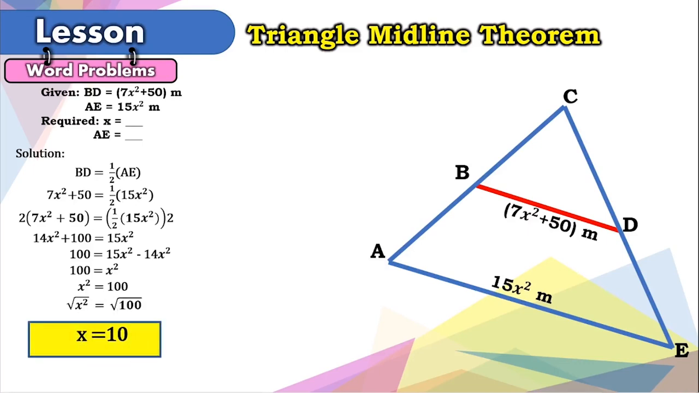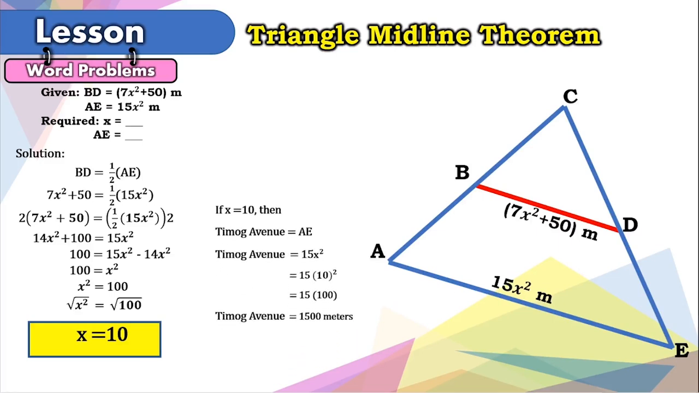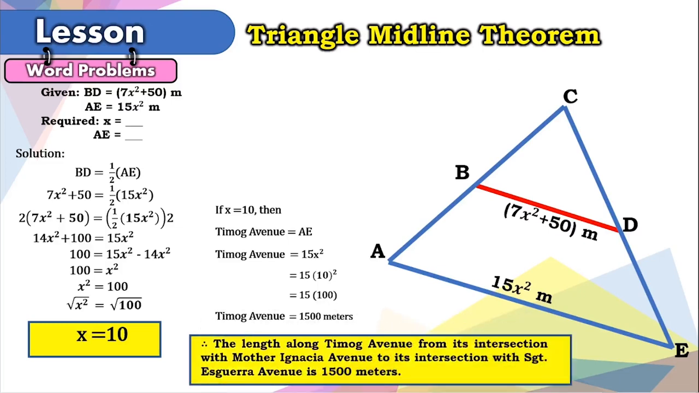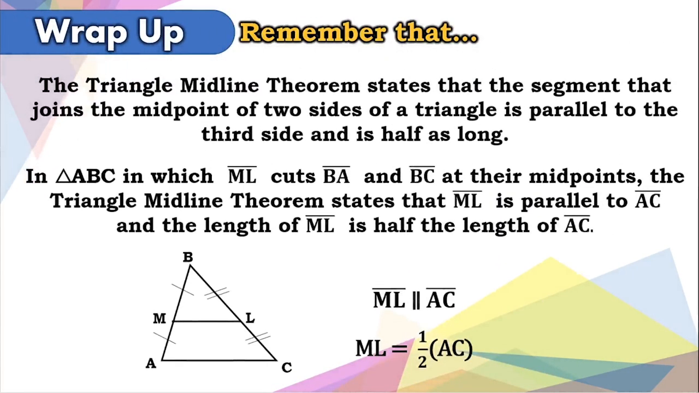That solves one of the required in the problem. Now, to solve for the length of AE, if x is equal to 10, then AE or the length of Timog Avenue is equal to 15 times 10 squared, that is equal to 1,500 meters. Therefore, the length along Timog Avenue from its intersection with Mother Ignacia Avenue to its intersection with Sergeant Esguerra Avenue is 1,500 meters. Let's wrap up today's lesson.